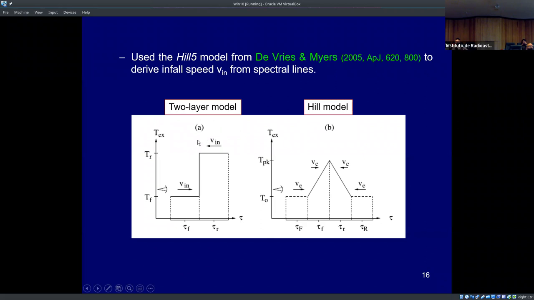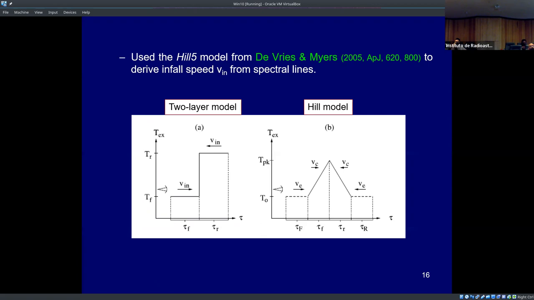For example, this is the classical two-layer model that one uses to infer velocities from the line profiles. They try to do it with slightly more refinement, and they assumed, rather than just two layers, a rising density towards the center. And so that's why they called it the hill model. So this is like a little hill. So I don't have time to go into the details. In fact, I don't understand them very well, but we just took their method and applied it to the cores.